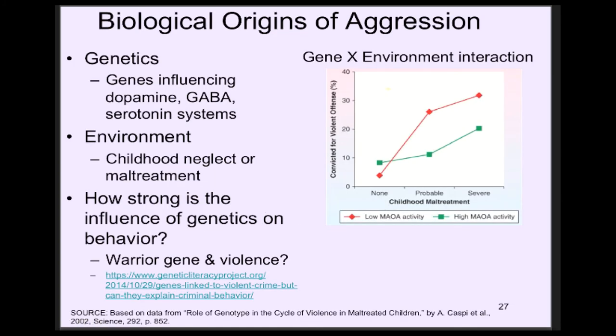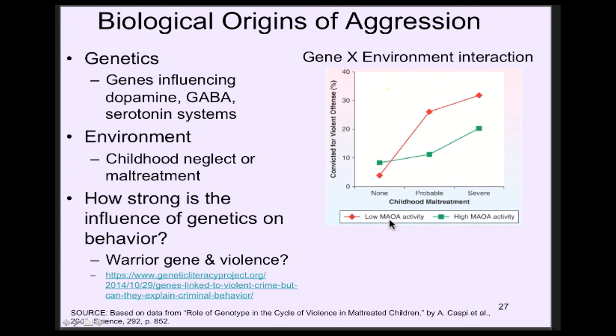And now we'll turn our attention to aggression. So there are going to be multiple factors involved in aggression. We're going to see this as a classic gene and environment interaction. Genetics. There are genes that influence dopamine, GABA, and serotonin systems, and these genes are associated with different types of behaviors, including aggression. So let's take a look at one particular gene.